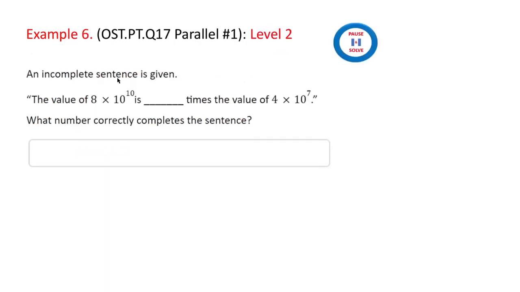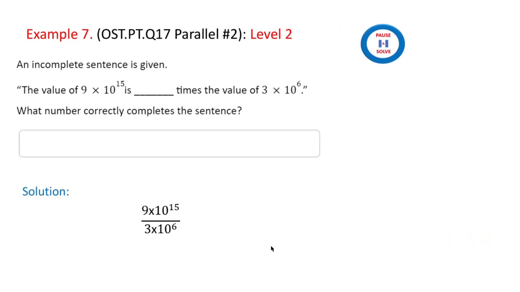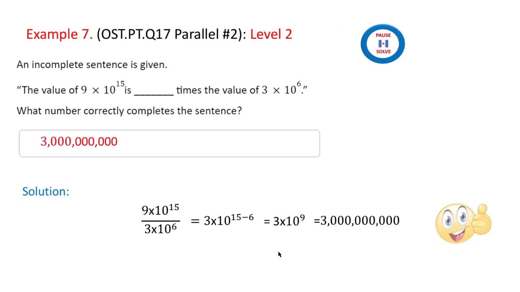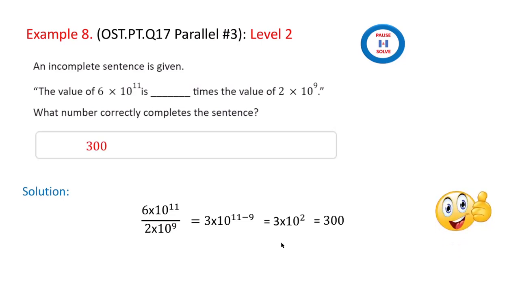Similar question, an incomplete sentence is given, the same thing, so you could just put this divided by this. 8 divided by 4 is 2. 10 to the power 10 divided by 10 to the power 7. 10 to the power 3, and that is 2000. Same thing, go quickly on this here. 9 divided by 3 is 3, and 15 minus 6 is 9. That's 3 followed by 9 zeros. Same thing, you do the same thing here. I'm going quickly on this. 6 times 10 to the power 11 divided by 2 times 10 to the power 9. You get 300.